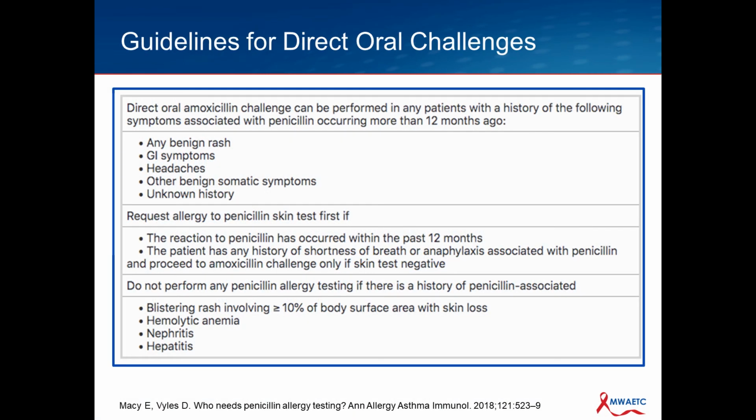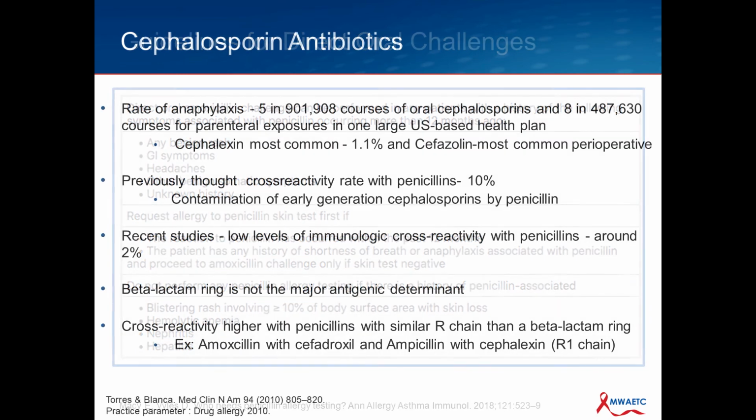So overall, based on the studies, these are the questions which you can use to rule out the high-risk cases where you should not be challenging, or they need further evaluation in allergy clinic. So it can be considered in patients who did not have a reaction in the last 12 months, any benign rash, just minor GI symptoms, headaches, or benign somatic symptoms, or unknown history, and if they didn't have any features suggestive of any other systemic symptoms or SJS or TEN or organ dysfunction.